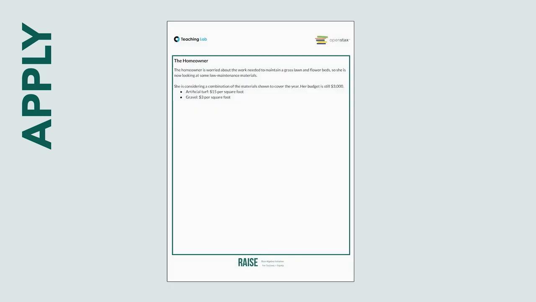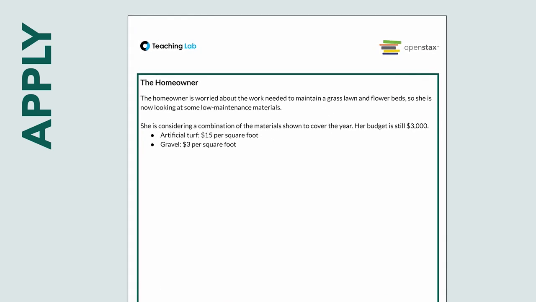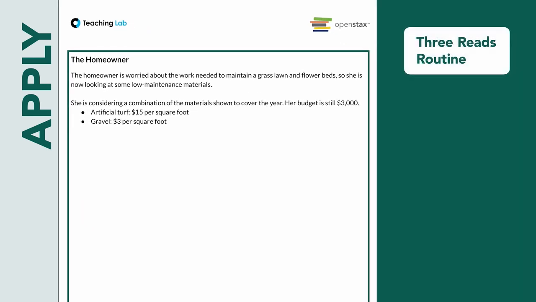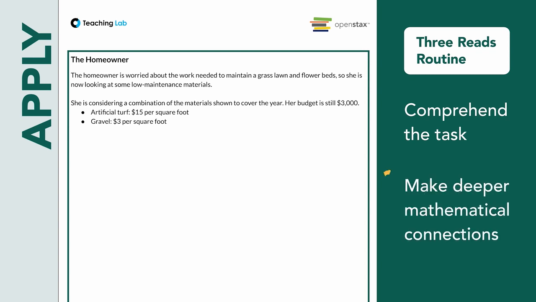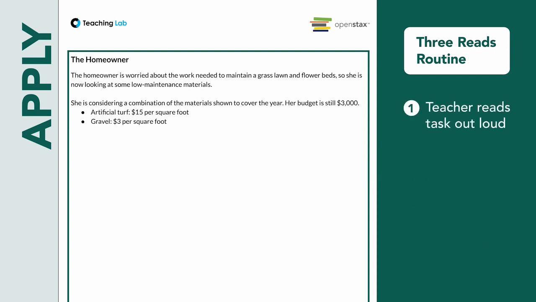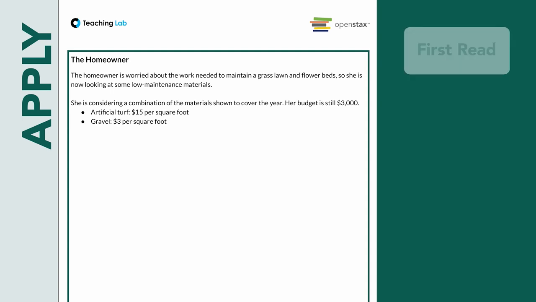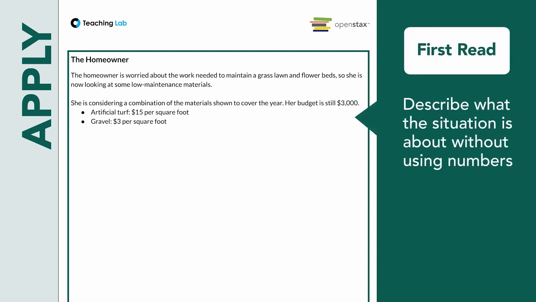Here's the teacher applying the routine. All right, everyone. This task is full of information, so we need to make sense of it. Let's engage in the 3 reads routine. The purpose of this routine is to comprehend the task and make deeper mathematical connections rather than focusing on just getting the answers. To start, I will read the task's information out loud. While I read, read with me independently and be ready to discuss questions in between each of the 3 reads. The first reading purpose will be to describe what the situation is about without using numbers.